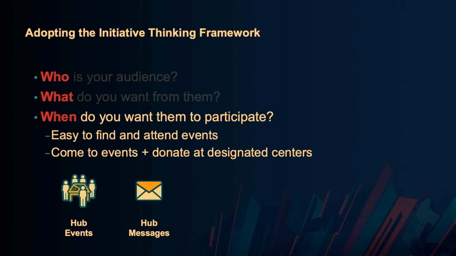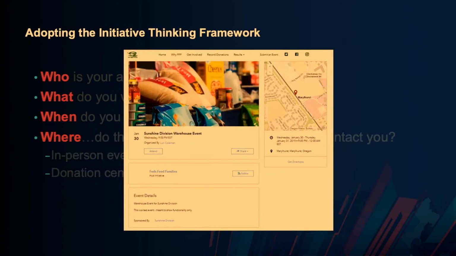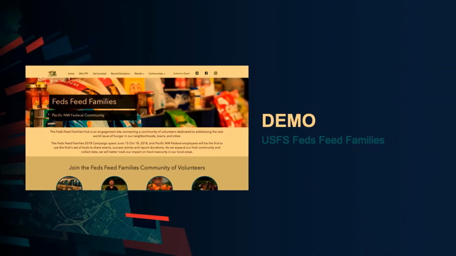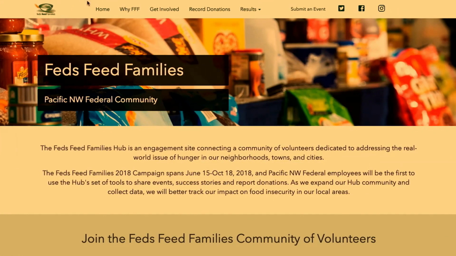And this is why the Forest Service leaned on Hub events. It allowed them to easily expose the event information in their site and enable participants to sign up for events. So hosts could easily keep track of who was participating and contact those people as needed. Look at the Hub event page here. And then this is a look at the Hub event of the Feds Feed Families site. So I'm going to just swap over.